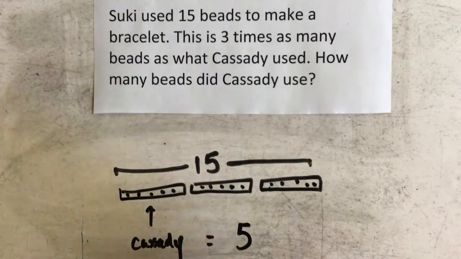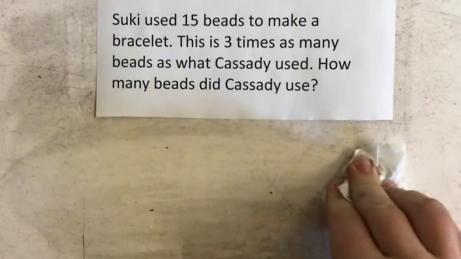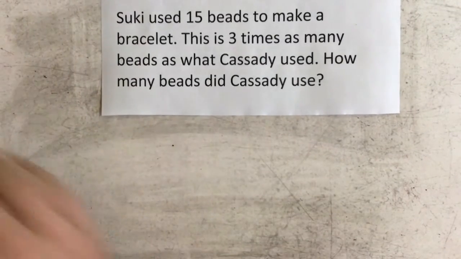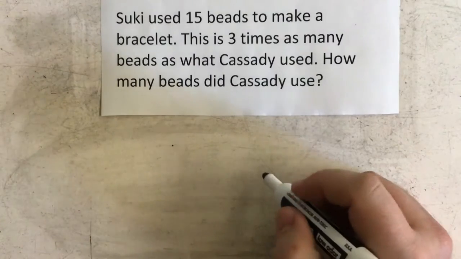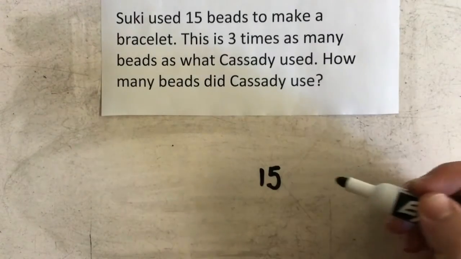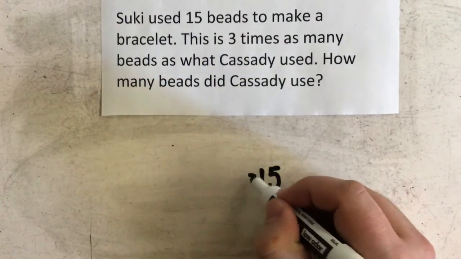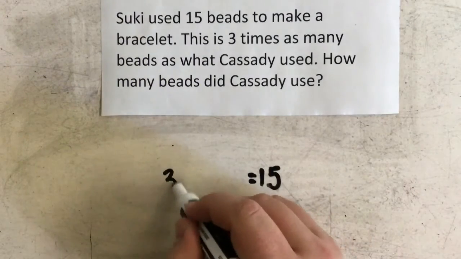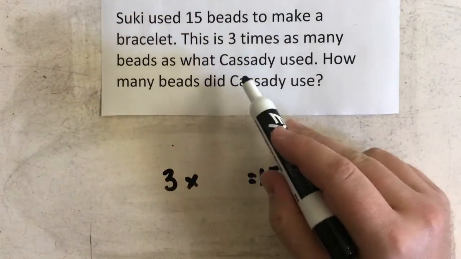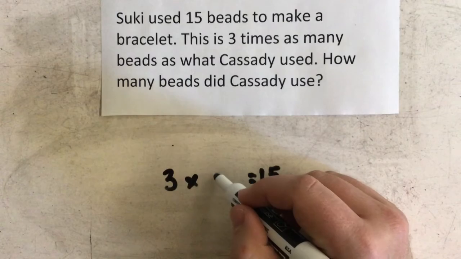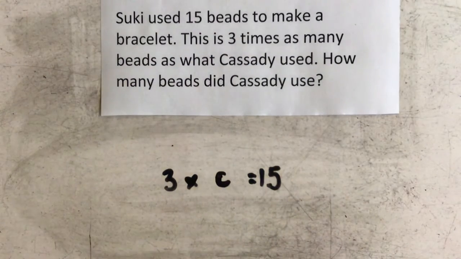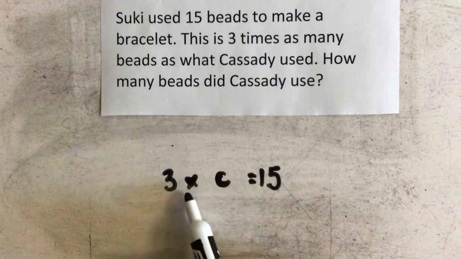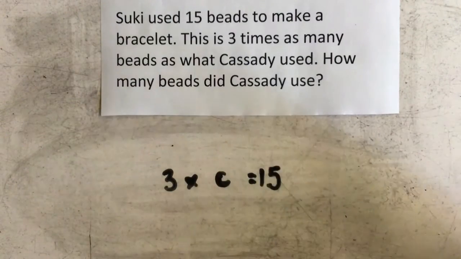I could also write another unknown variable equation to solve this problem, but it's going to look slightly different. In this case, we know that Suki used 15 beads, and we know that this is 3 times as many as Cassidy used. So Cassidy, well, we can represent with a C, since we are not sure of how many beads that she used, and we see that 3 times C equals 15.